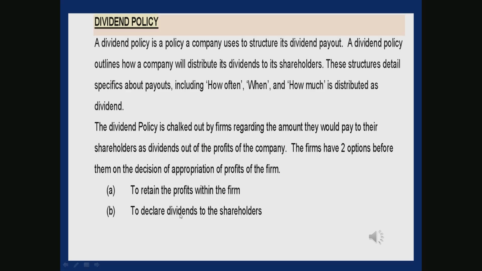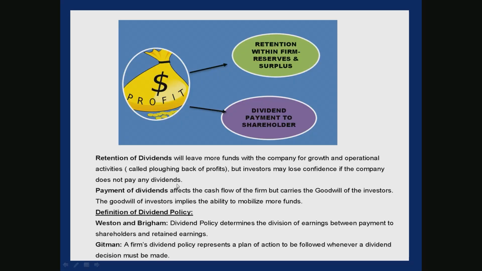The question of deciding how much to retain and how much to distribute to the shareholder as dividend is a dividend policy. So dividend policy is about deciding how much to retain as reserves and surplus and how much to pay to the shareholder as a dividend. If you retain dividends, it will leave you with more funds. The company will have more cash flow. When you pay dividends, the cash flow of the company will be affected.